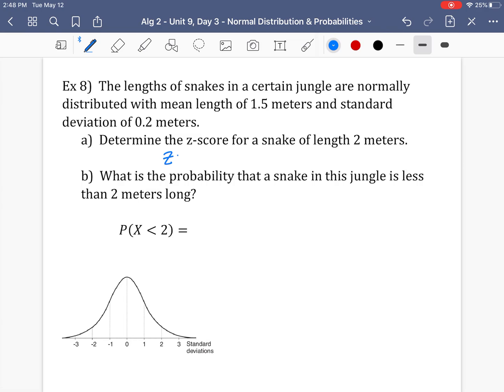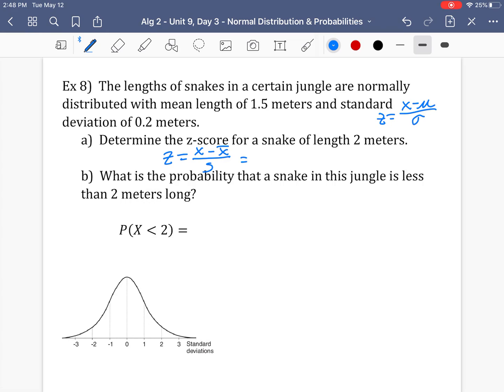So remember the formula for the z-score is this. It's your data value minus the mean over the standard deviation. All right, so here we go. And remember, you can also see it like this, x minus mu over sigma. That's also a z-score, just different variables used for different situations.